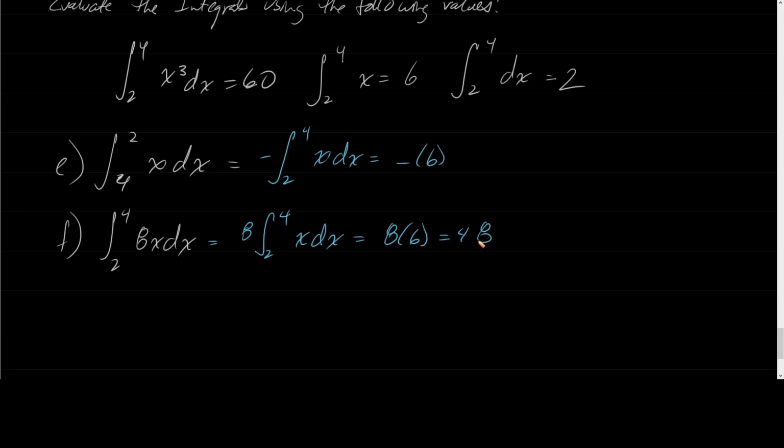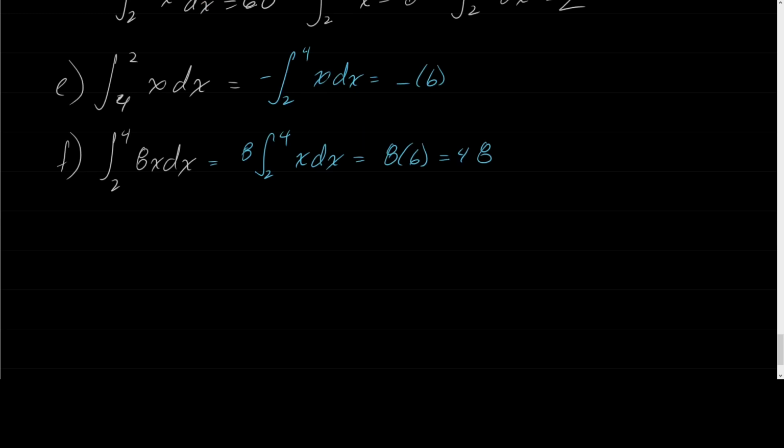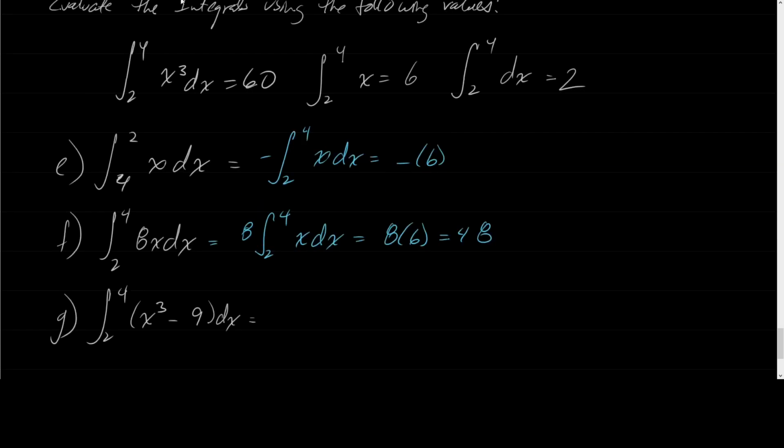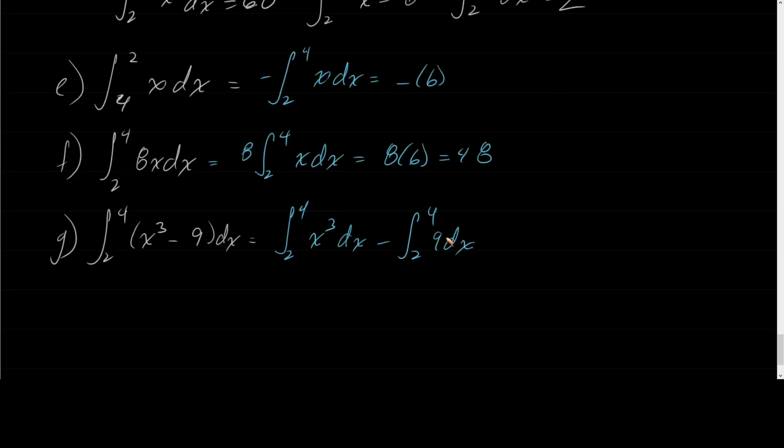Next, let's say we have the integral from 2 to 4 of x cubed minus 9 dx. All right, so let's see. We know first that we can split this up into two different things. So I have the integral from 2 to 4 of x cubed dx minus the integral from 2 to 4 of 9 dx, right? But that 9 there, I can pull it out here, because it's just a constant. So I can just put the 9 out here and not in there.